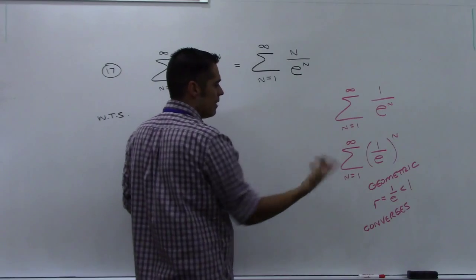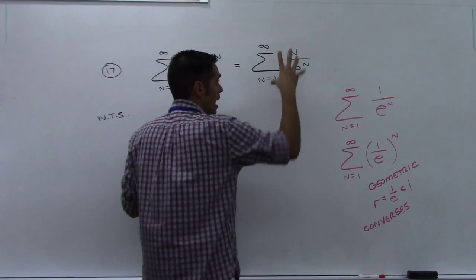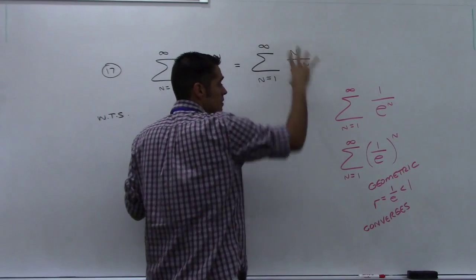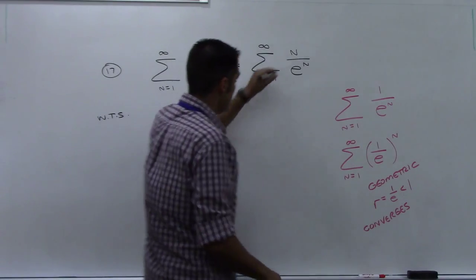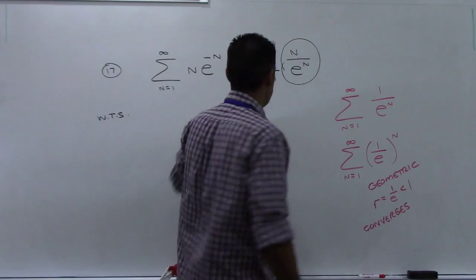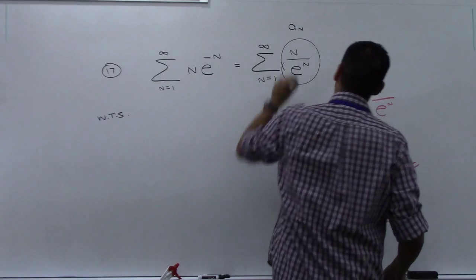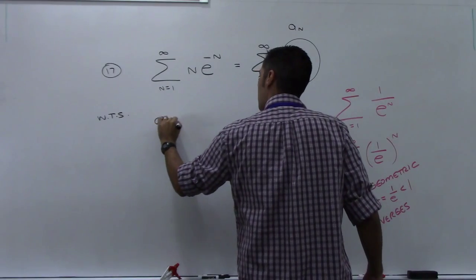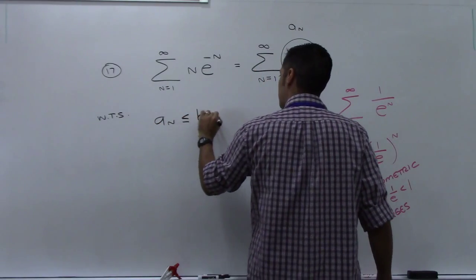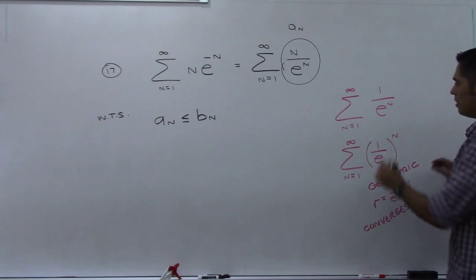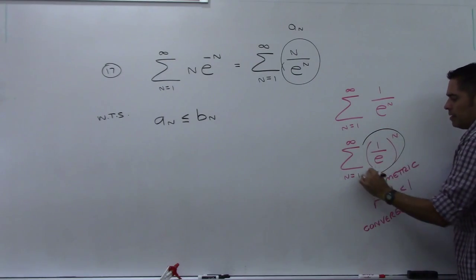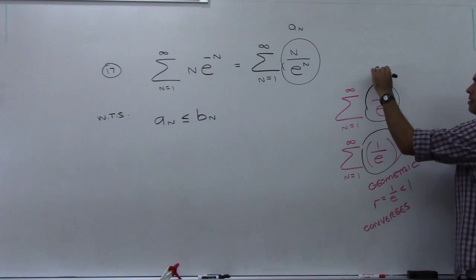If this is bigger than that, then it could be infinity. So I have to make sure that this one right here is bounded by that series. So that means I need to make sure that this right here, a sub n, is always less than or equal to b sub n this time. So I want all of these to be less than all of these, or that's the same as this. This is my b sub n.